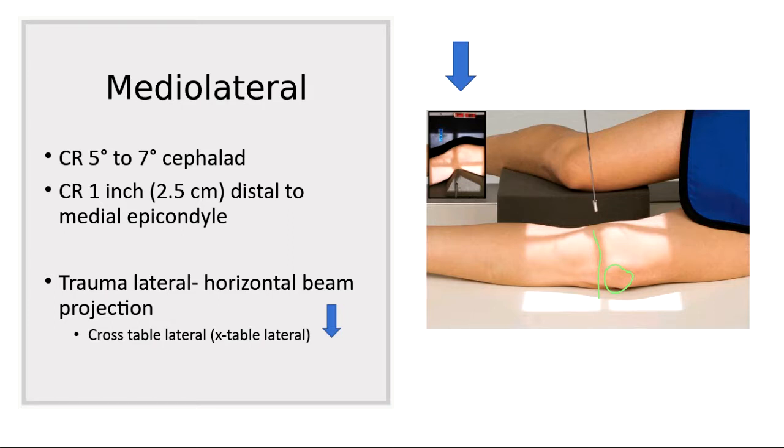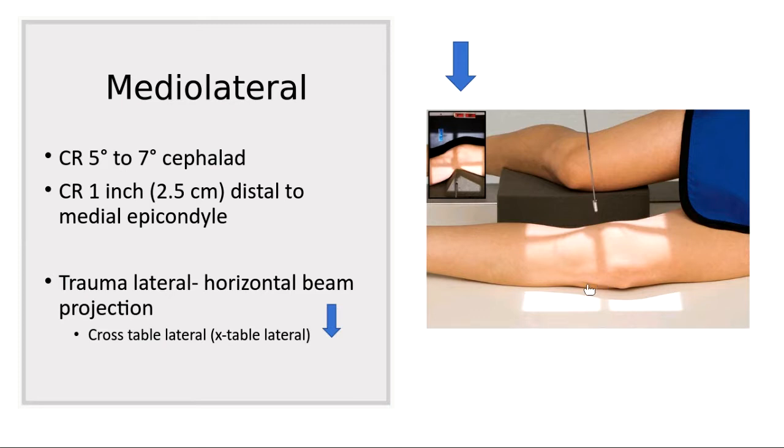So just like with all the laterals, we have the same central ray, but since you can't see that, typically what you end up doing is keeping still in line with that, but now the central ray is going to be in the middle of her leg up here. Okay, so it's 1 inch distal to the medial epicondyle, which still places you in the same general area as a half inch below the apex of the patella.